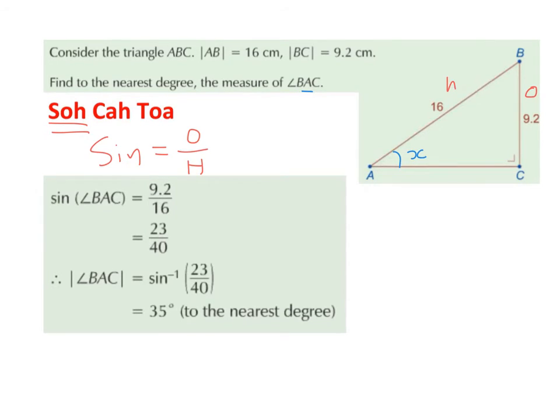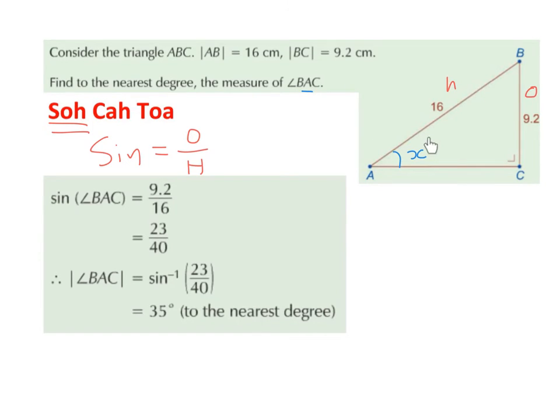And we know that Soh stands for sine equals opposite divided by hypotenuse. We don't have the angle, we have angle X, so we're just going to leave that as sine of angle BAC. We're going to swap the O for 9.2 and swap the H for 16. So it's going to be sine of the angle BAC, or you could say sine of X, equals 9.2 over 16, which will simplify to give 23 over 40.